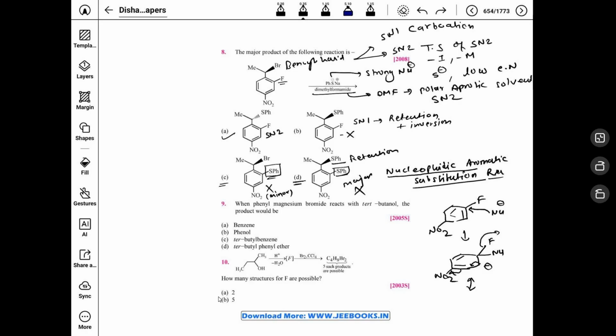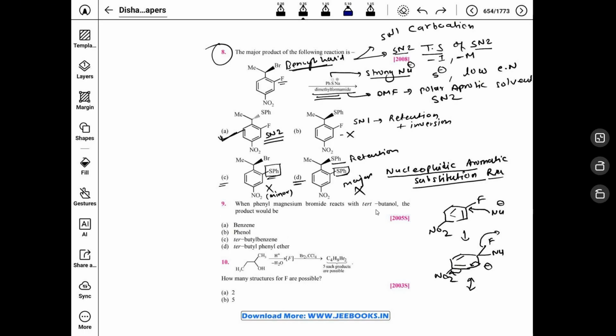So what will be the major product? The major product will be A, because the reaction will follow the SN2 pathway, due to the strong nucleophile and polar aprotic solvent, and at the same time, the benzylic halide stabilizes the transition state due to its -I and -M effect. Therefore, we can say that the correct answer is A, not B, C, or D. If you have any doubt regarding question number 8, please ask me in the comment box. Now moving to question number 9.